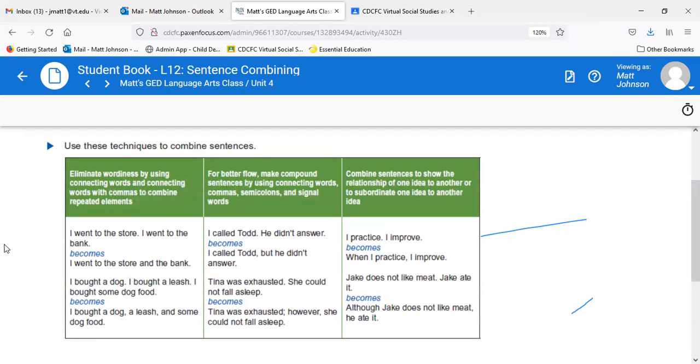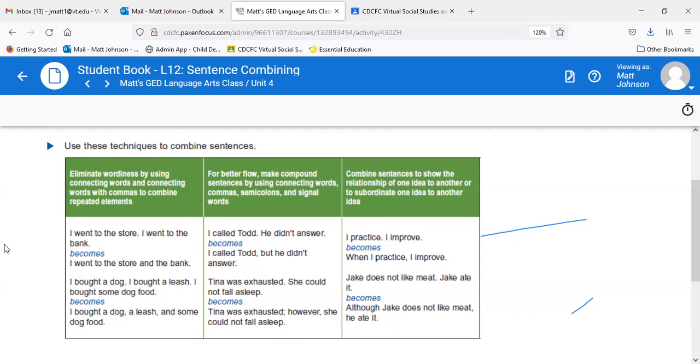And then combine sentences to show the relationship of one idea to another or to subordinate one idea to another. I practice, I improve. Becomes when I practice, I improve. So you see, when I practice is subordinate to I improve. So when I practice, comma, I improve.